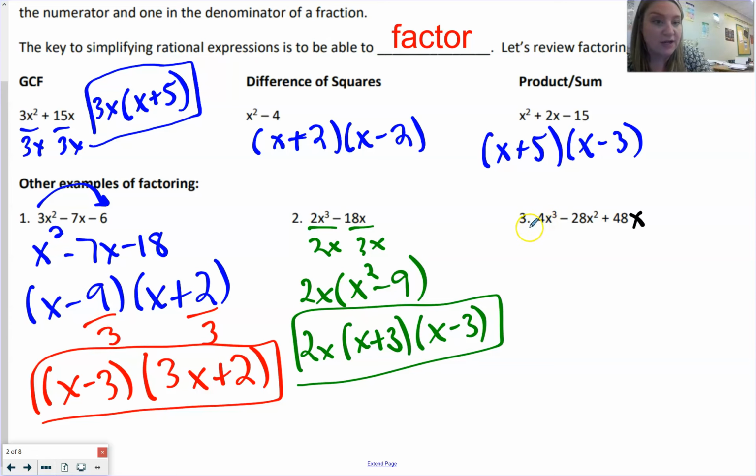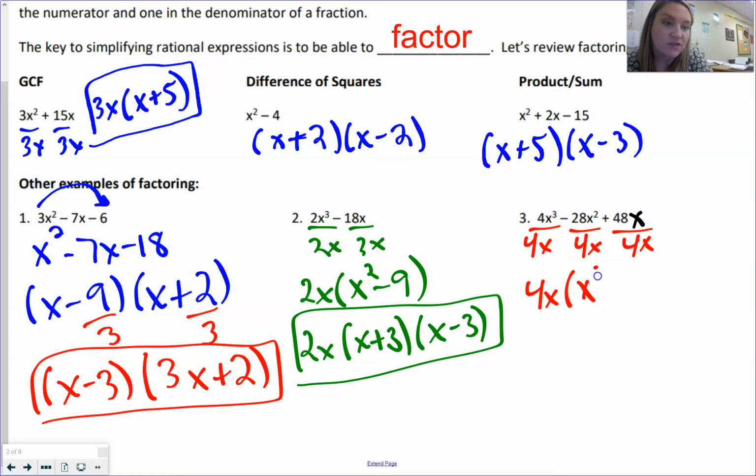So for each piece, I know right away I can divide an x out of all of them, okay? I can also divide each of these by the number 4. So the greatest common factor here is 4x, so that moves to the front. Now we're left with x squared, this gives me a negative 7x, and this gives me a positive 12.